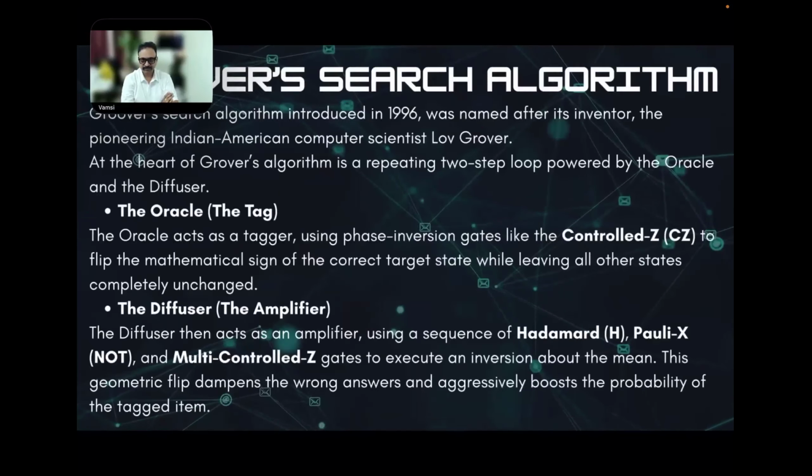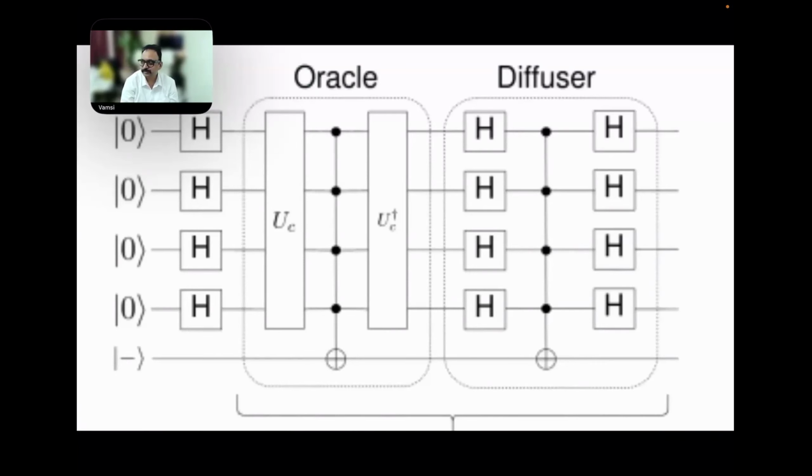The core of Grover's algorithm relies on a repeating two-step cycle, the oracle and the diffuser. First, the oracle acts as a tagger. It uses controlled Z gates to isolate our target item by flipping its mathematical phase. Second, the diffuser acts as the amplifier. It uses Hadamard, Pauli X, and multi-controlled Z gates to perform a mirror flip. This operation shrinks the wrong answers and forces our tagged target to stand out. We simply loop these two steps until the correct answer is ready to be measured.